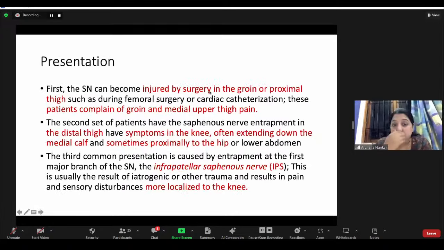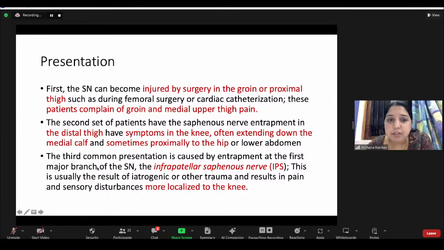So how does it present? Depending on the site of the entrapment, pain will be accordingly. For example, if surgery in the groin is causing the entrapment, then generally the pain is in the groin or the medial upper thigh. If the entrapment is in the distal thigh, then the symptoms are in the knee, often extending down the medial calf and sometimes proximally to the hip or the lower abdomen as well.